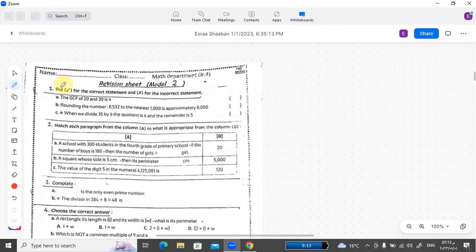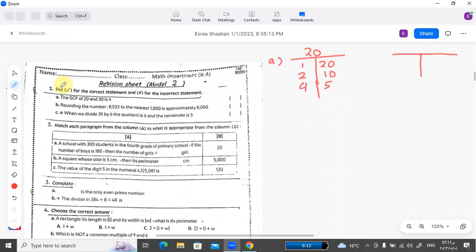to find the factors of 20 and the factors of 30. 20 is 1 times 20 and 2 times 10. And also we have anything? Yes, 4 times 5 when we search.